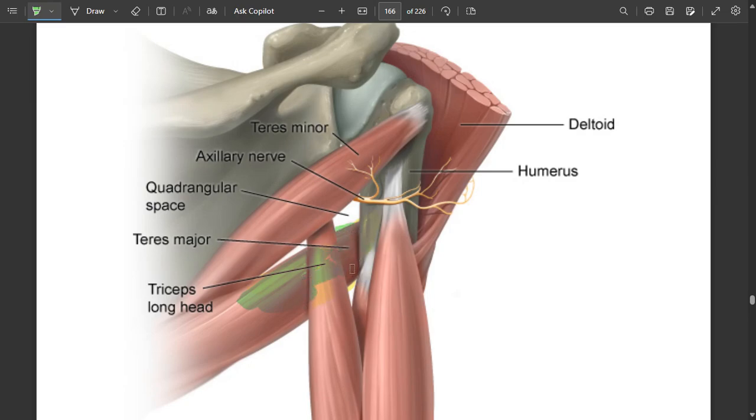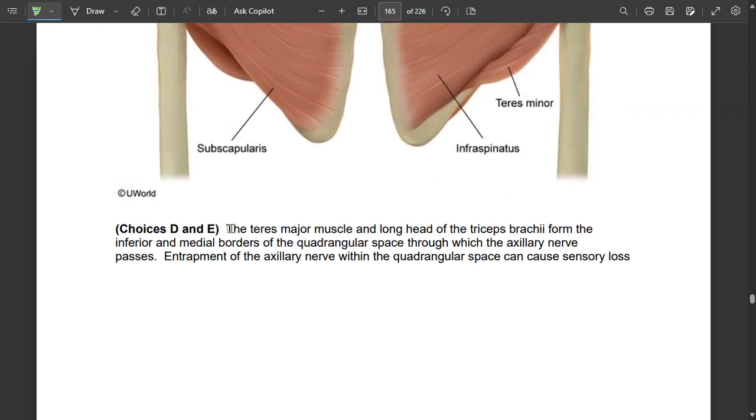This is the quadrangular space that we're talking about. It is bordered by the long head of the triceps, teres major, and the humerus, and the upper part is teres minor. Teres major is present inferiorly, and the long head of the triceps is present medially, forming the quadrangular space through which the axillary nerve passes.